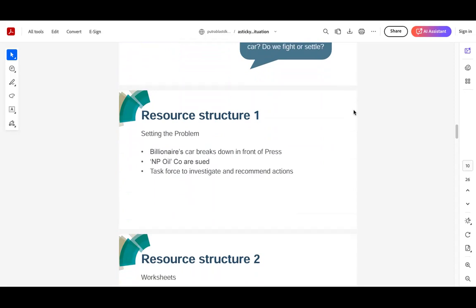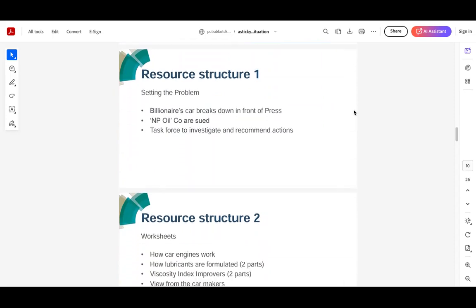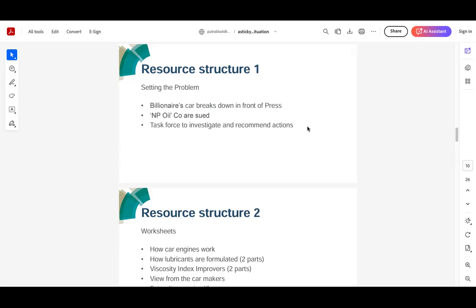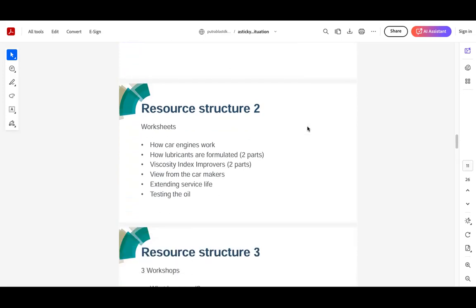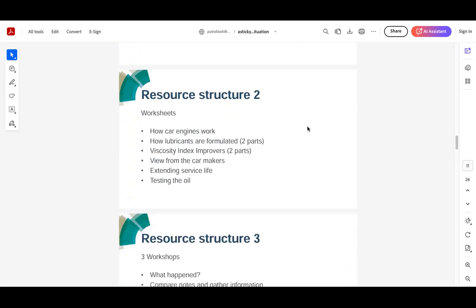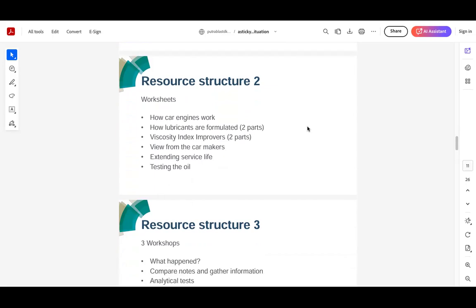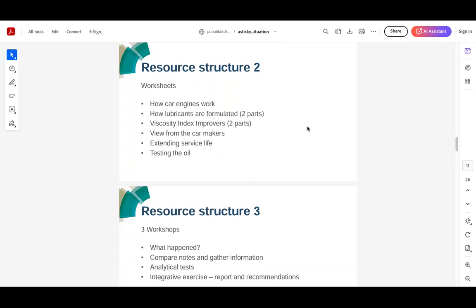So this again is what is actually happening. You need to form a task force to investigate and recommend actions. This is a scientific problem, and you have to find out what the actual issue is, what the problem statement is. So worksheets: how a car engine works, how lubricants are formulated, viscosity index improvers, views from car makers, extending service life, because these are the things that are involved for you to study the problem.